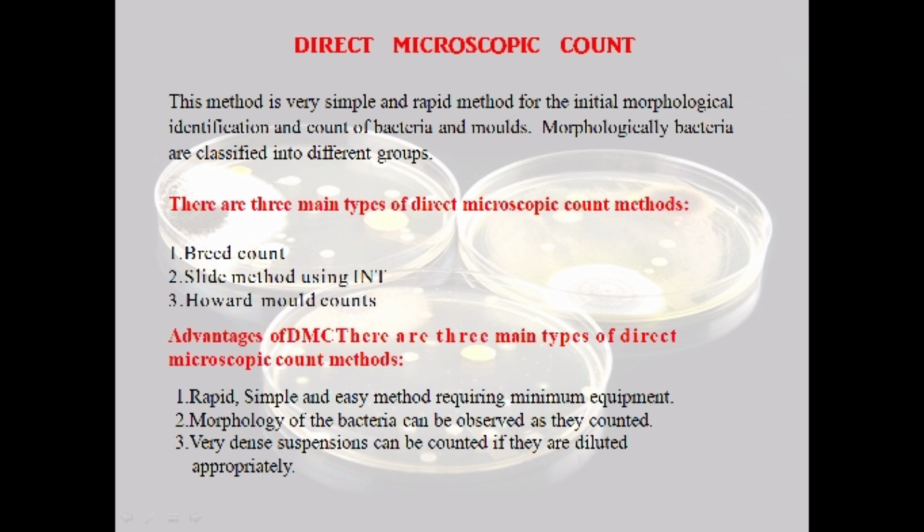This is a very simple and rapid method for the initial morphological identification and count of bacteria and molds. Morphologically, bacteria are classified into different groups. Mainly, there are 3 main types of microscopic count methods. Number 1, breed count. Number 2, slide method using INT. And the third one is Howard mold counts.